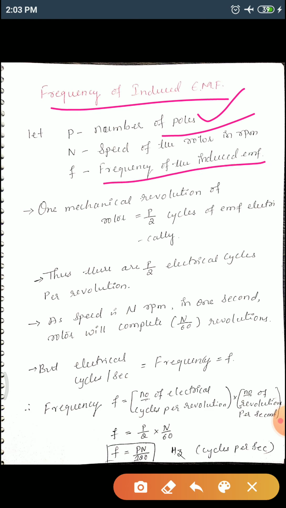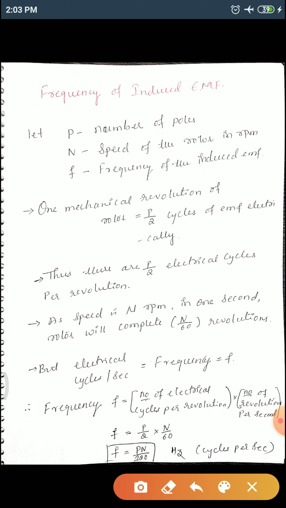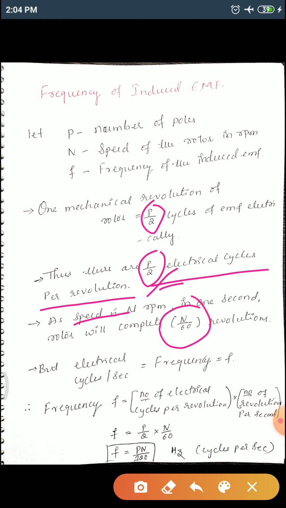One mechanical revolution of a rotor is equal to P by 2 cycles of electrical. Therefore, there are P by 2 electrical cycles per revolution. And as the speed is N rpm, in 1 second the number of revolutions is given by N by 60.